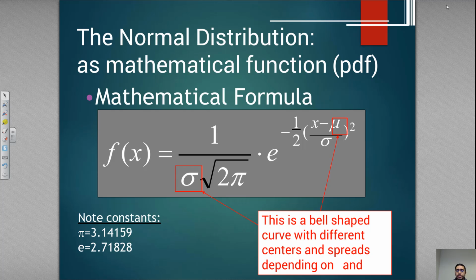And sigma contains the variance, or the spread, of the normal distribution. So this curve is the one we are studying, the bell-shaped curve with different centers and spreads depending on mu and sigma. And this is the mathematical formula for the normal density function.